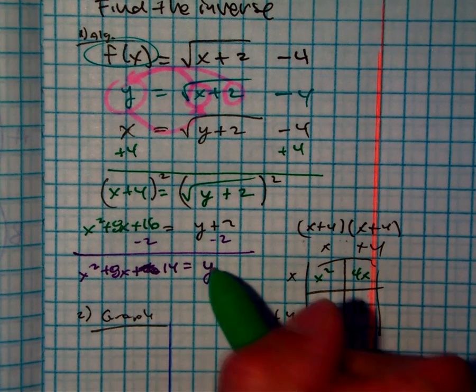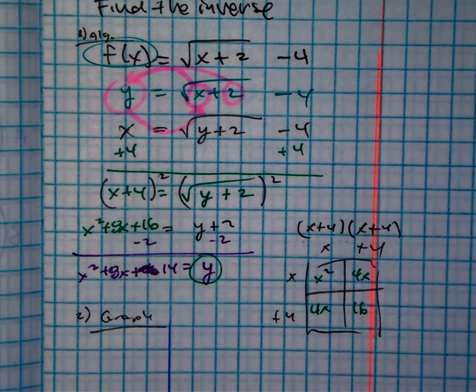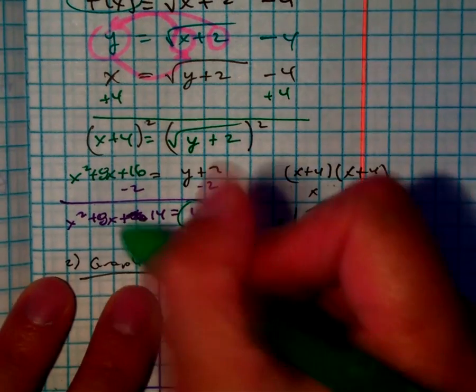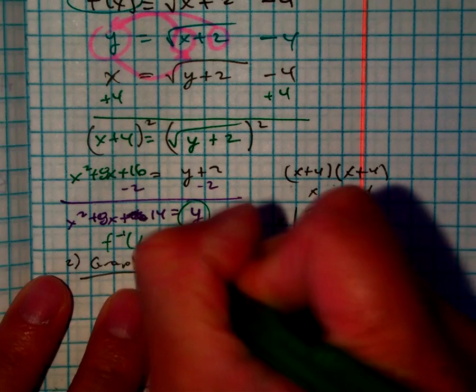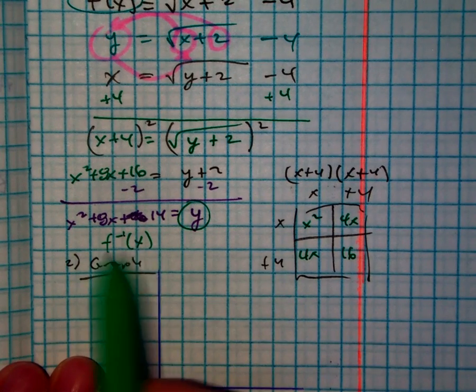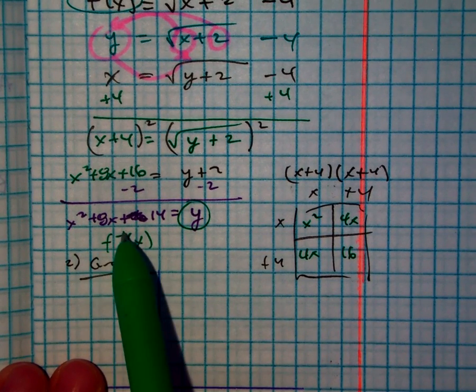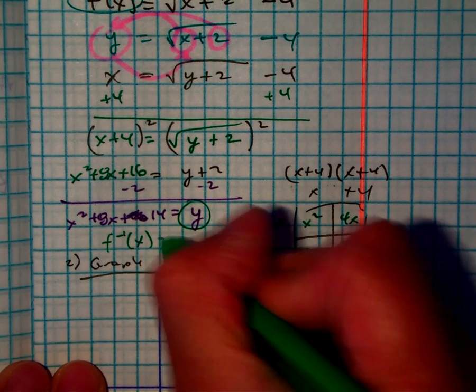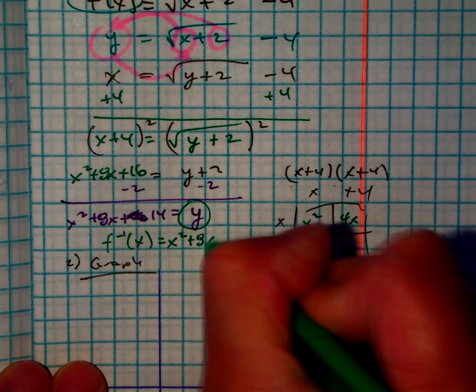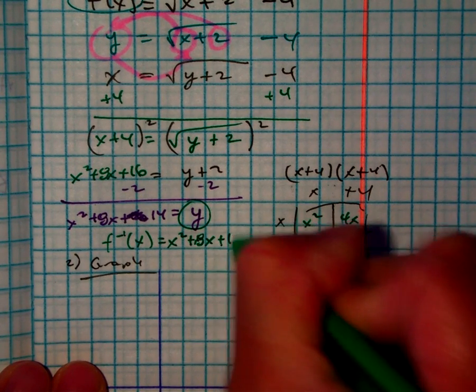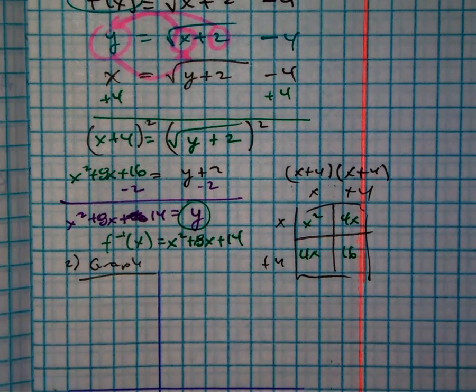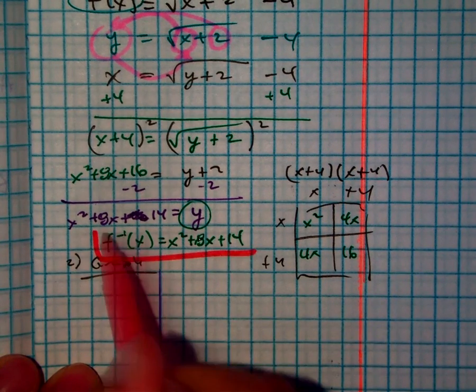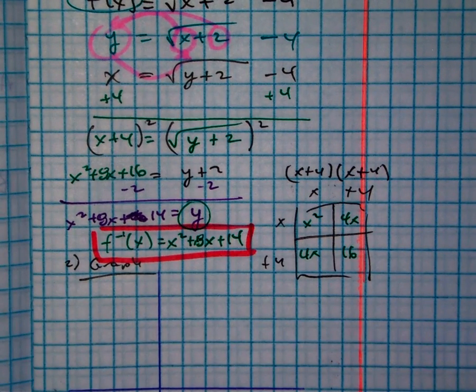And instead of writing y there, Brianna, we're going to write f inverse of x. We called that the inverse. Everyone say inverse? Inverse. So when you see that -1 on a function, it means the inverse. It does not mean a negative exponent. So x squared plus 8x plus 14. And this is our correct answer. Raise your hand if you got that.